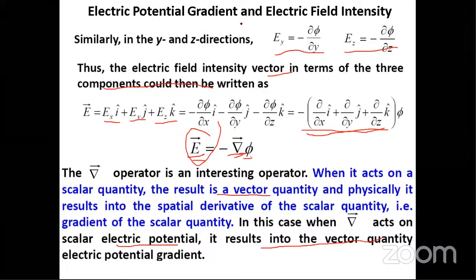Okay. Up to this discussion today, I will stop here. If you have any questions up to this discussion.